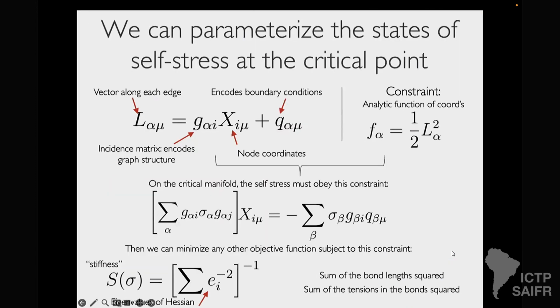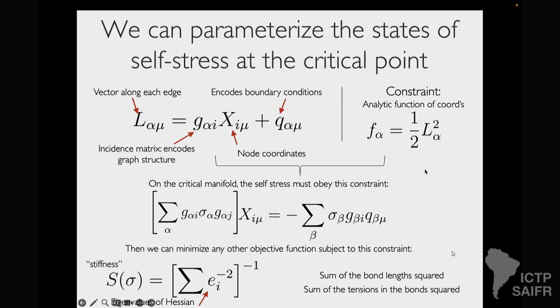Okay. So the new idea I think that Tyler has is that we can parameterize the states of self-stress at this critical point. Normally we think about writing things down in configuration space, either in terms of the lengths of the bonds or the coordinates of the bonds. So L is the lengths of the bonds and X is the coordinates of the vertices. Okay, and then you also have in these systems that, for example, have periodic tilings or fixed boundary conditions. For finite size systems, you need to describe the boundary conditions. And then this G is just the incidence matrix, which encodes the graph structure of what's connected to what.